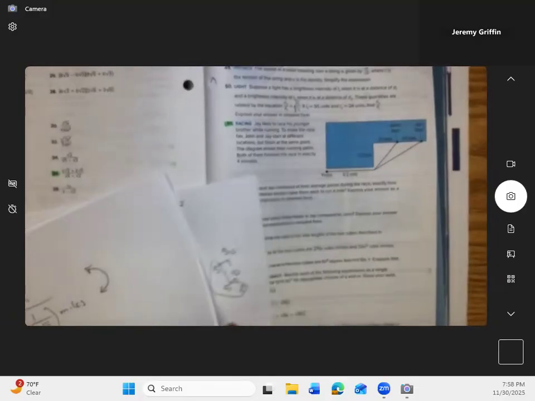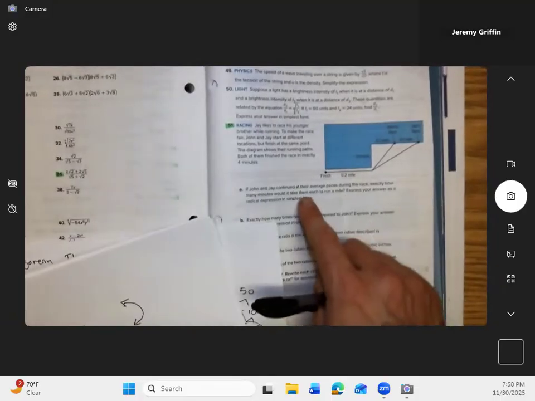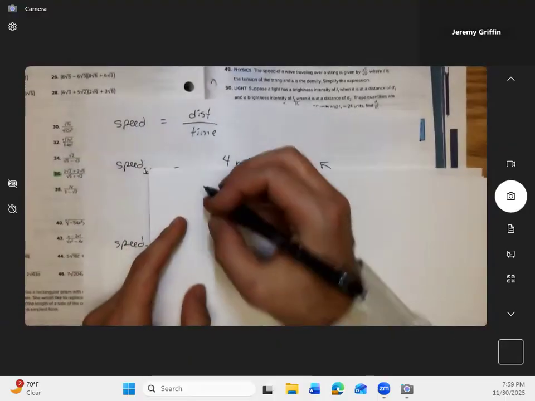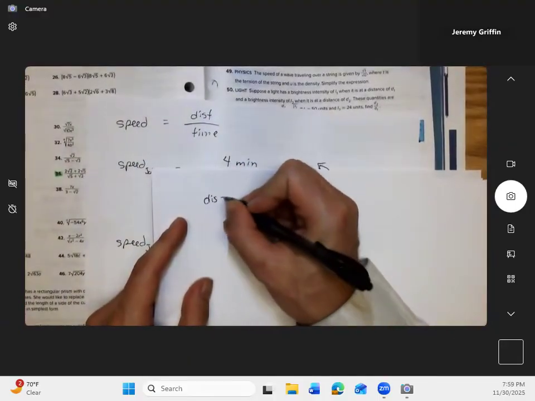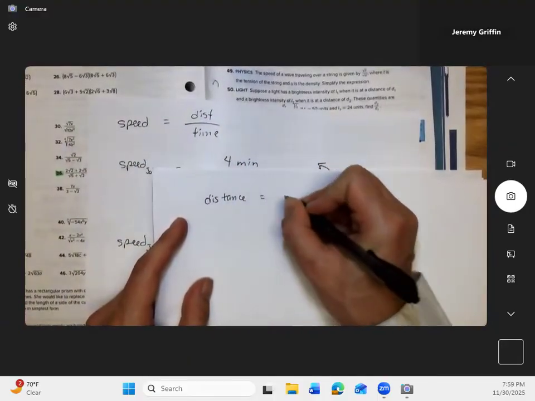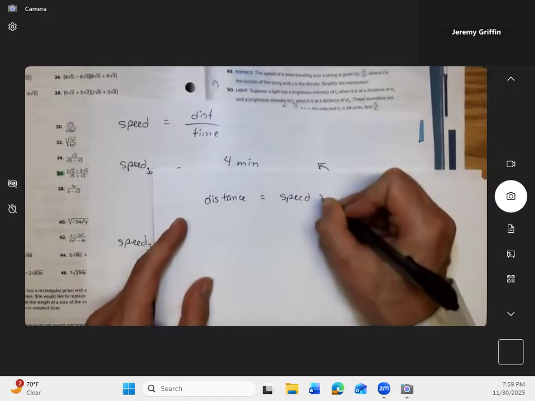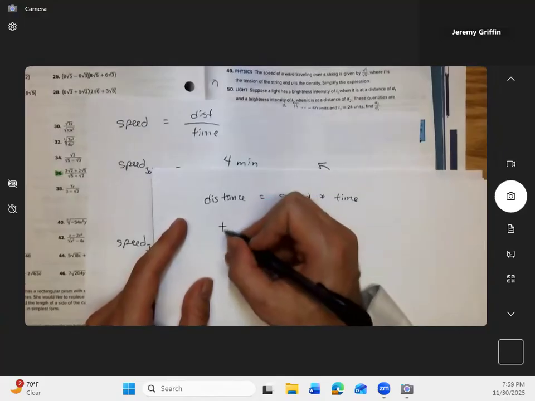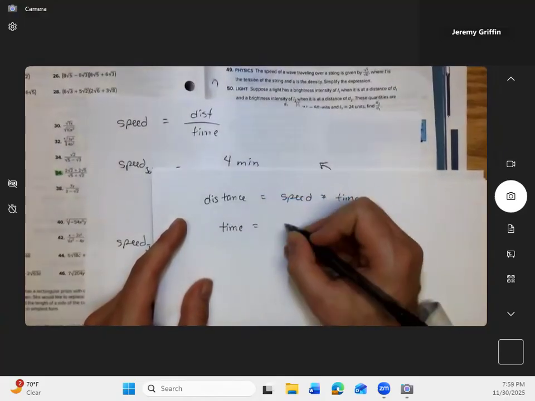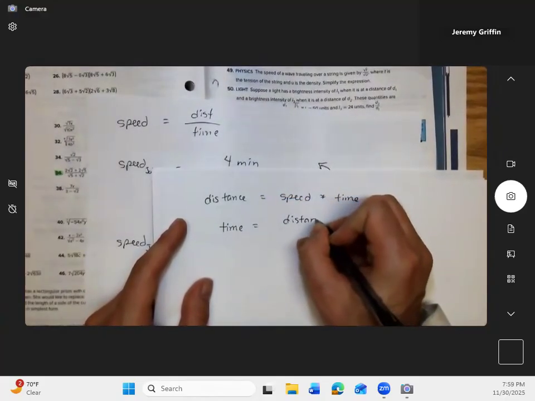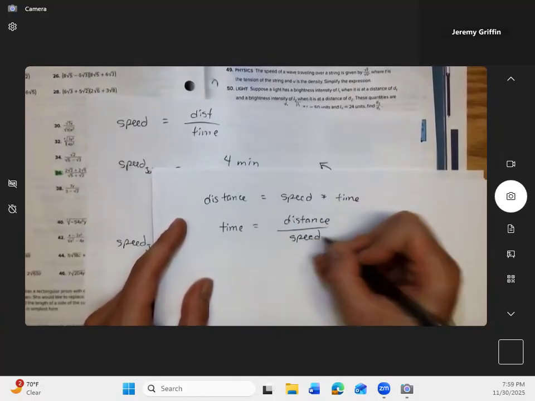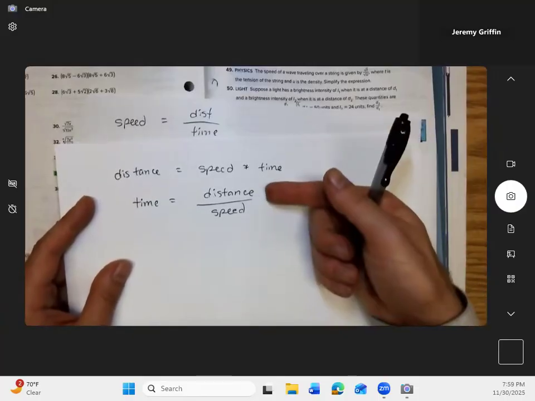And we're trying to figure out how long it would take them to each run a mile. So keep in mind, I'm going to give you the upside down versions of these. So I can say distance equals speed times time. Or if you like, time is distance divided by speed.